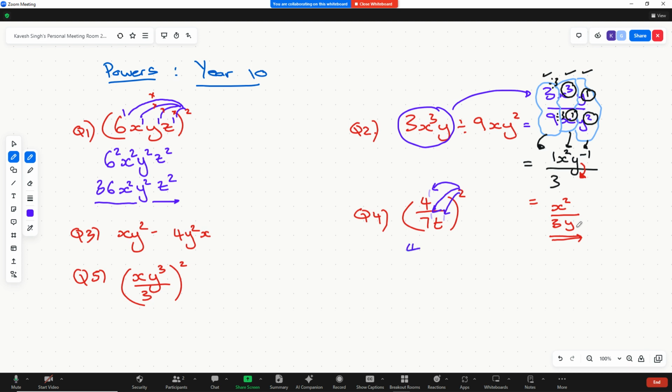That becomes 4 squared over 7 squared times t squared. 4 squared is 16. 7 squared is 49. T squared stays t squared. And it's done. Same rule applies there. Okay.